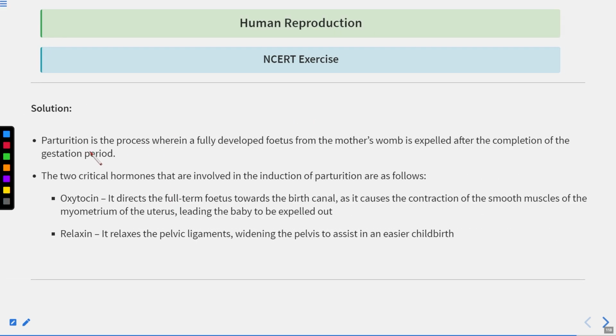Okay, so parturition is the process wherein a fully developed fetus from the mother's womb is expelled after the completion of the gestation period. The gestation period is 9 months.